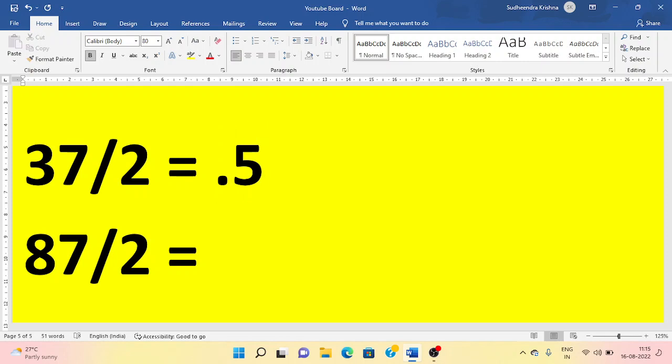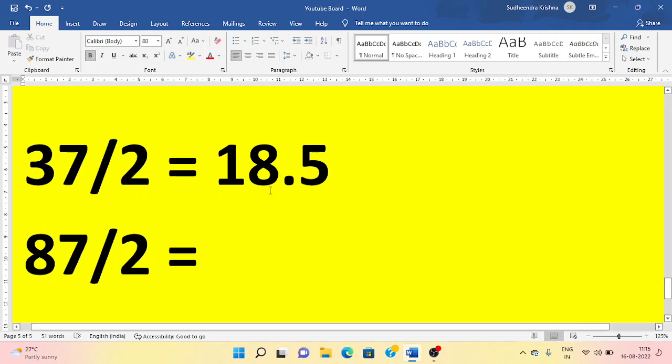Now to get the left portion, you subtract 1 from 37. 37 minus 1 is 36. Find half of 36. Half of 36 is 18. So this is the required answer. So half of 37 is 18.5.